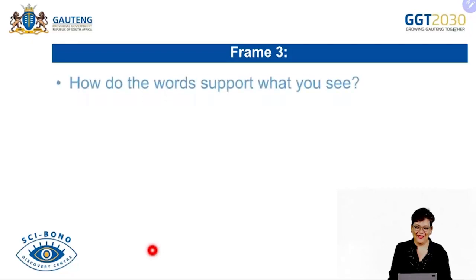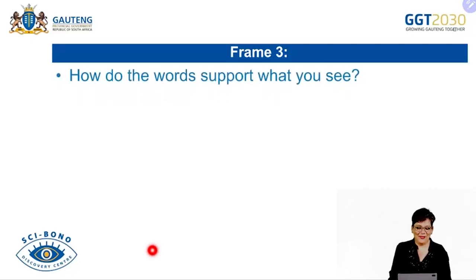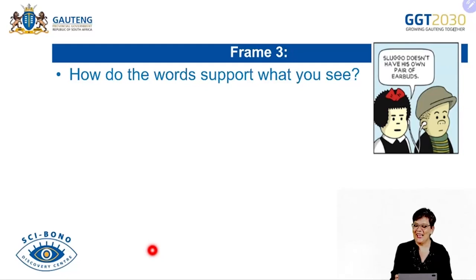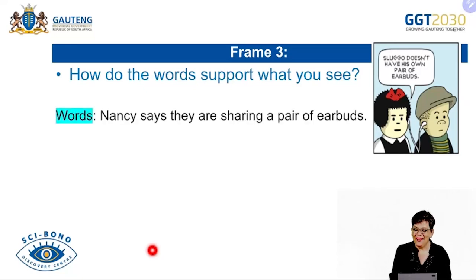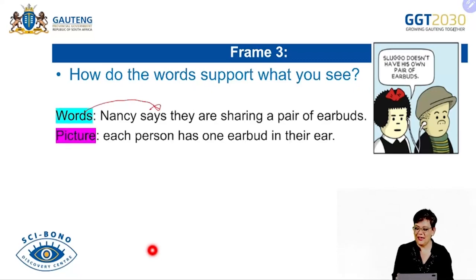And if we get to frame 3, how do the words support what we see? And here you see Sluggo doesn't have his own pair of earbuds. And now for the first time, you can actually see that they are sharing a pair of earbuds. Now, if you have a question like this, how do the words support what you see? Look at the words first. The words say Nancy and Sluggo are sharing earbuds. And the picture shows that they have an earbud in each ear. Can you see how the words are supported by the picture?